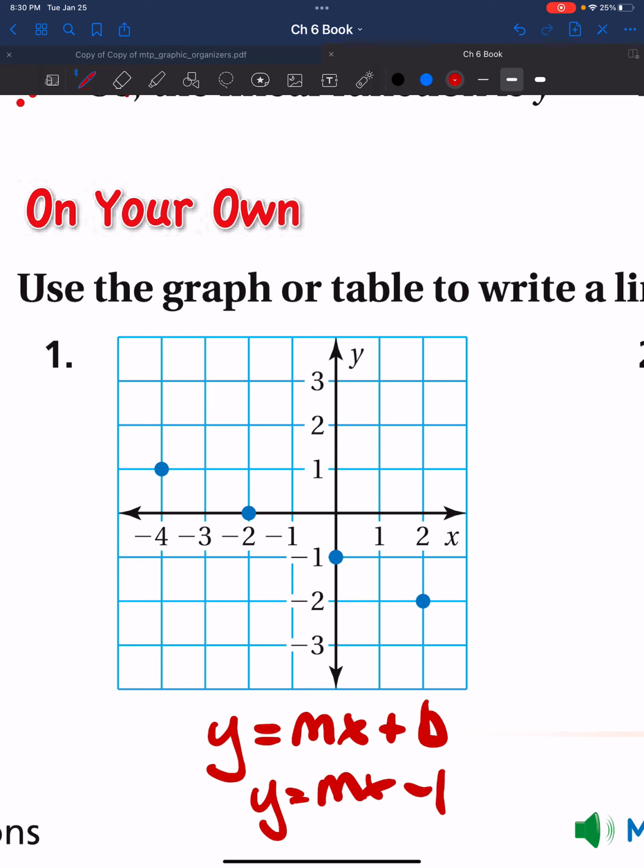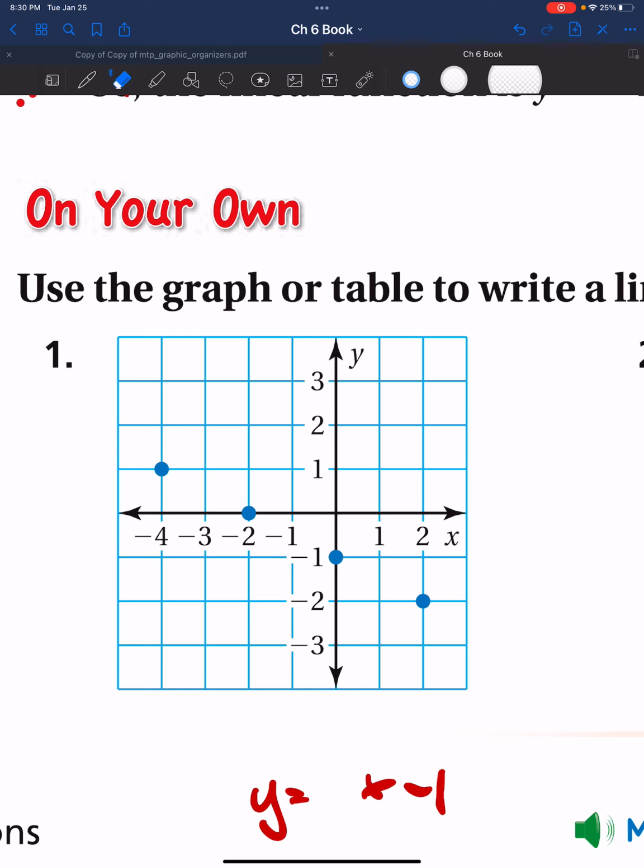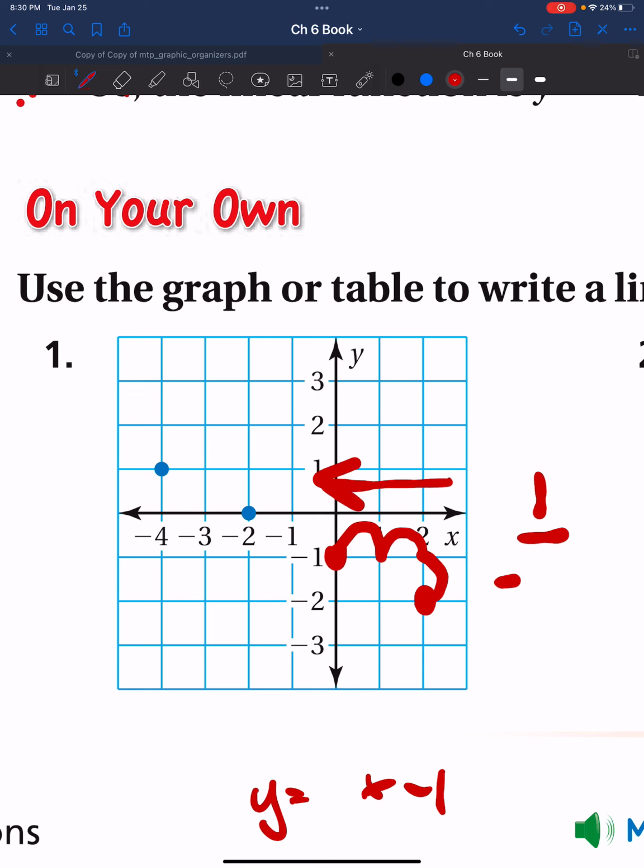Now I got to go find m. Do you remember what m is? No. m is the slope. And how do you find slope? Well, you can literally just count rise over run, right? To get from this point to this point, how much do I have to rise? 1. Now, how much do I have to run? 2. But if I'm going that direction, -2. Yep, that's going to be a negative number. So my slope is -1/2.